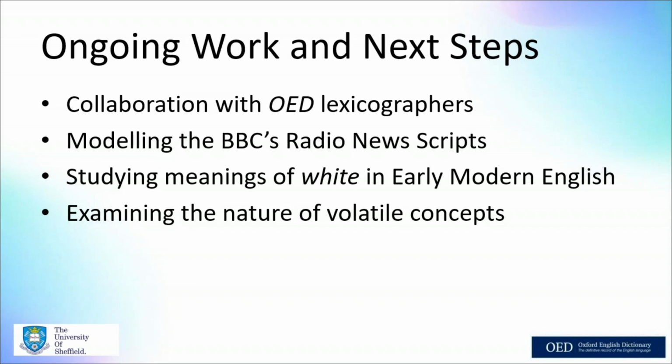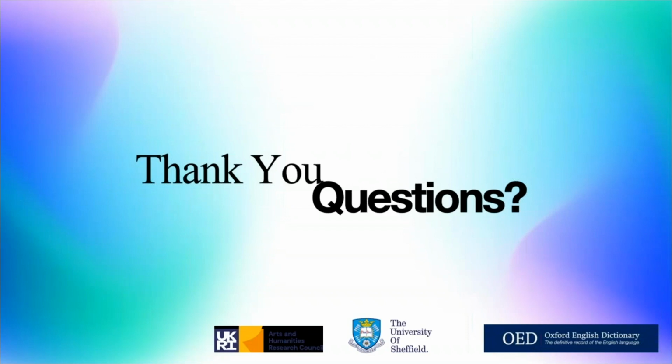As I gave you an example of earlier, we're interested in studying the meanings of white in early modern English, again, in relation to critical whiteness studies today and the development towards the pseudoscience of race in the next century. And as I said, we're also interested in examining the nature of this volatility of concepts, the way that these really high frequency, really vague, really polysemous words can interact with each other, and the way that a trio like body, mind, spirit over 200 years can represent a changing concept even within a trio that stays consistent over that time. Thanks very much. So I'm happy to take questions now.